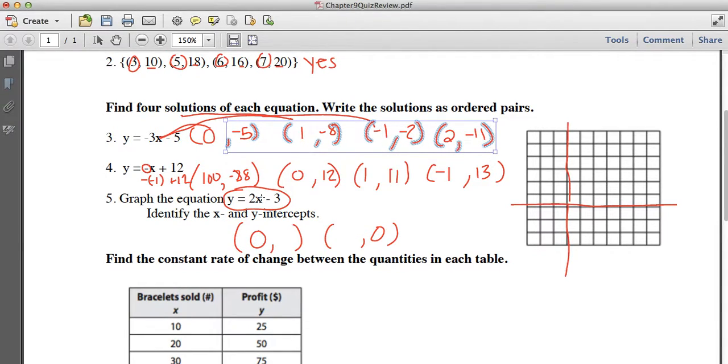So if I put 0 in for x right here, I get 0 minus 3, so -3. That point is the y-intercept, so I'm going to put a little circle right there at 0, -3. And if I put 0 in for y equals 2x minus 3.